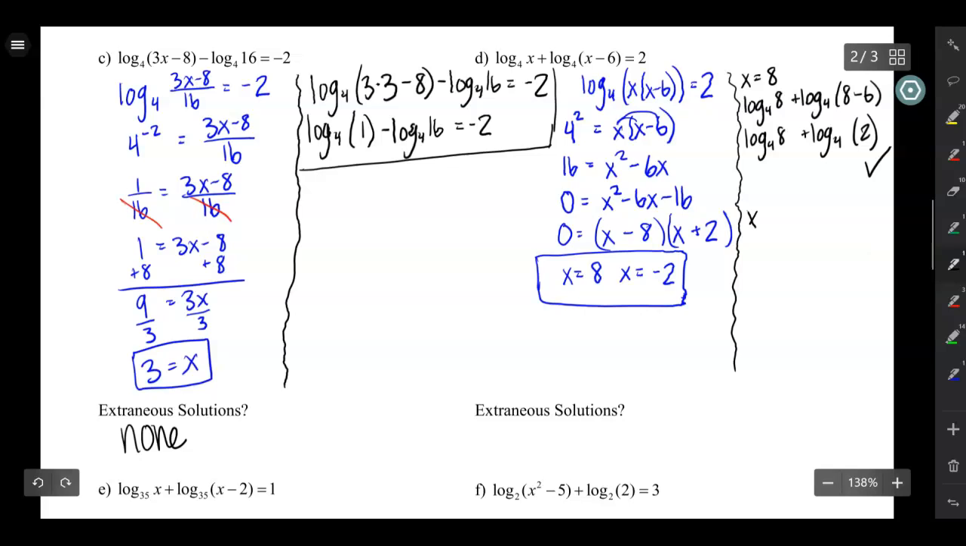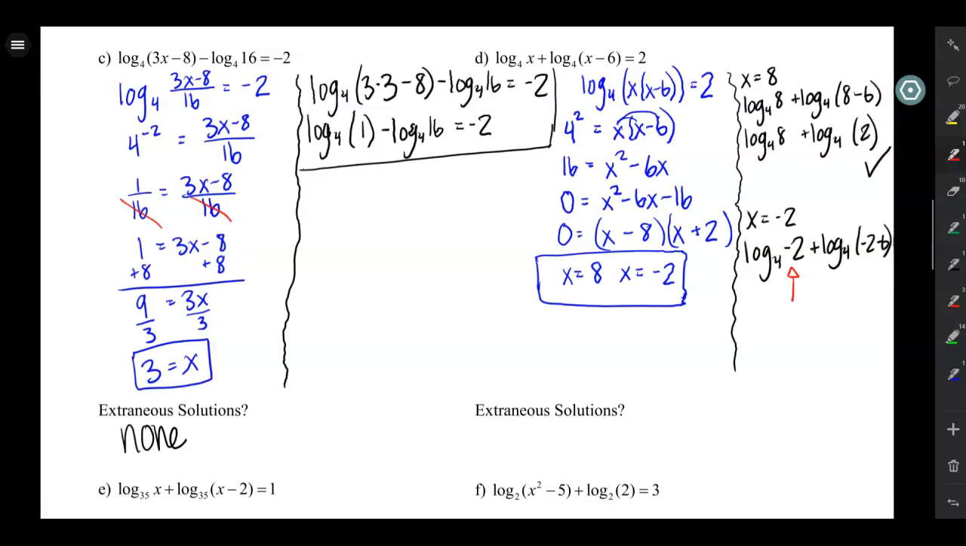So let's check x equals negative 2. Log base 4 of negative 2 plus log base 4 of negative 2 minus 6. Okay, I do not even need to go any further because I see right here I have a negative number inside my log. So that means that this is an extraneous solution.